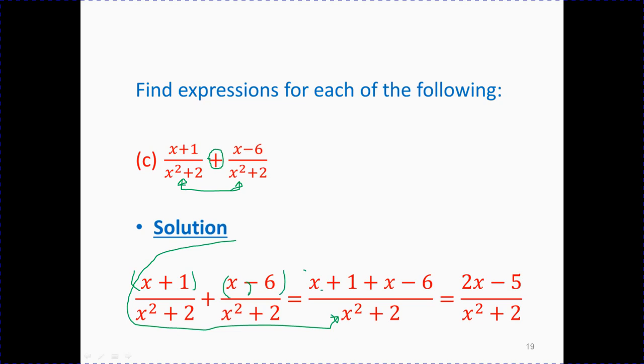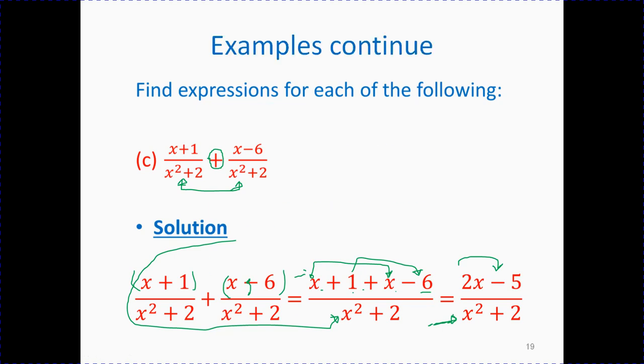If you add them, you will have x plus 1 plus x minus 6. Now I have x and x. I can add them to each other. x plus x is 2x, and plus 1 minus 6 will be minus 5. So finally, this is 2x minus 5 divided by x squared plus 2 with no change.